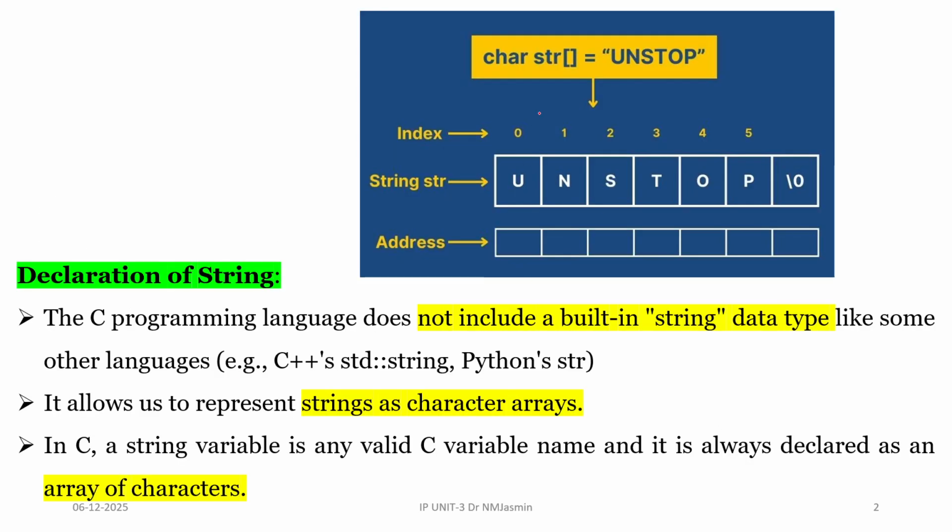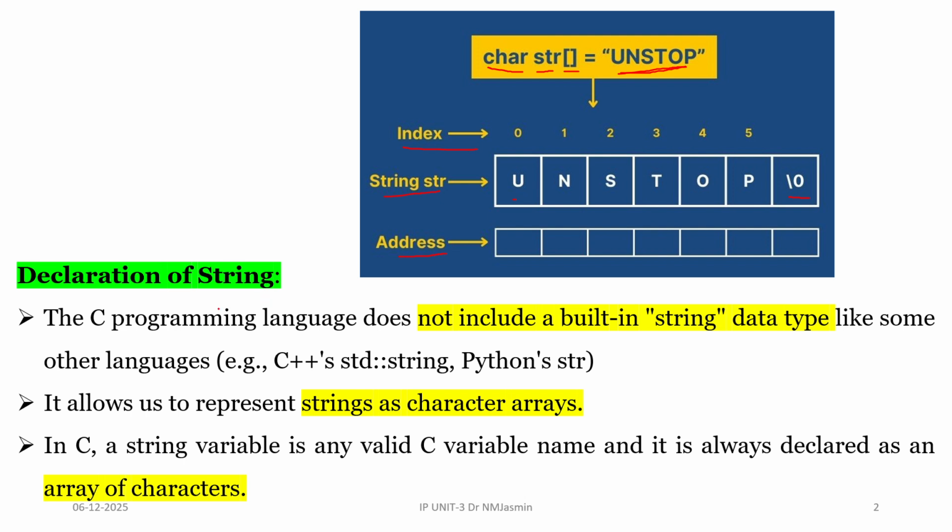Next, if you see the string called unstop, here char is the data type of the string, the string name is string, and here is the size. Here you can use this string and terminate it with the null character. This is the address that we give for the string, and this is the index number.